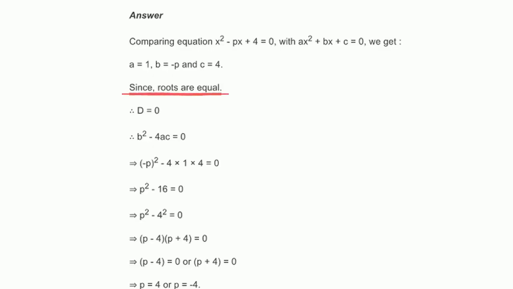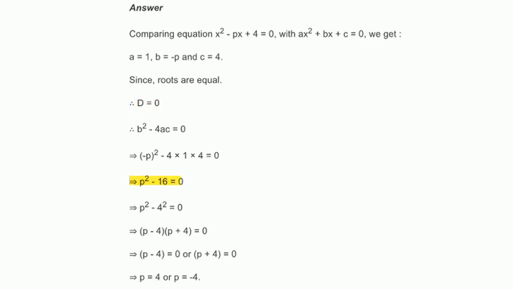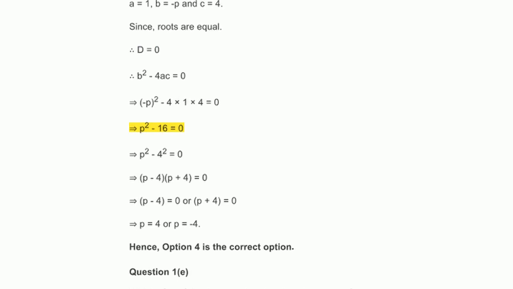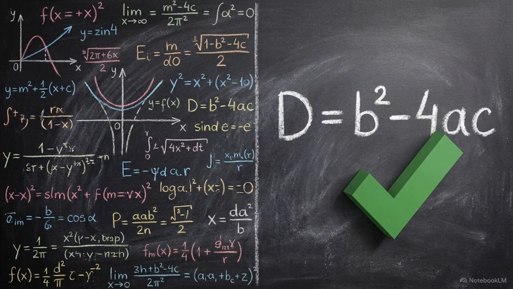Let's use the equal roots rule for an active recall exercise. Pause and try to solve for p. Since roots are equal, we set the discriminant to 0. This secondary equation, p squared minus 16 equals 0, reveals p is 4 or negative 4. Analyzing these parameters often yields the necessary insights without requiring the execution of the entire formula.